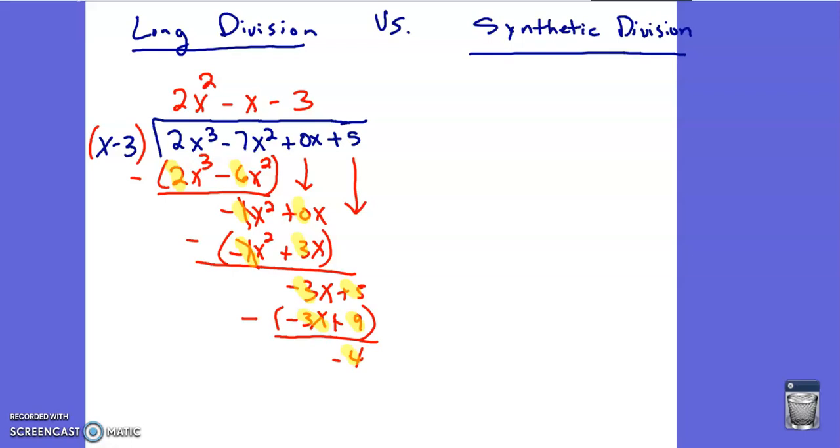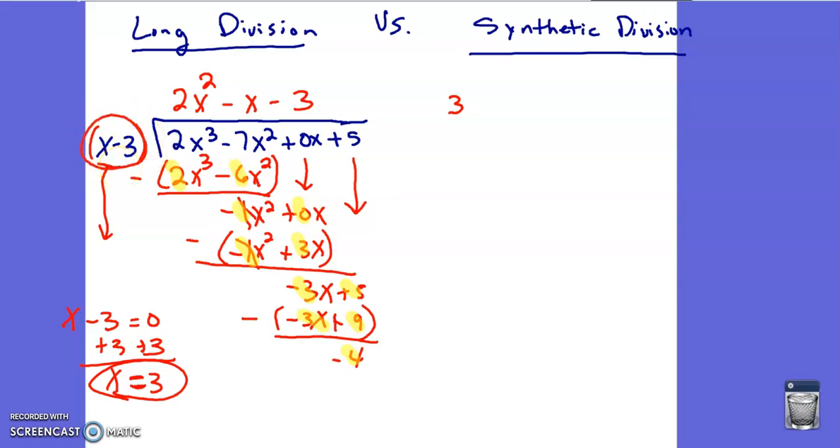So just to make sure you understand, if X minus 3 is 0, then we would normally add 3, and then X equals 3. So that's what we normally do. And so we know if X minus 3 is a factor, then X equals 3 is a 0 of that. So we're going to use synthetic division, and because it's X minus 3 for the divisor, we're going to use 3 as the number for synthetic.